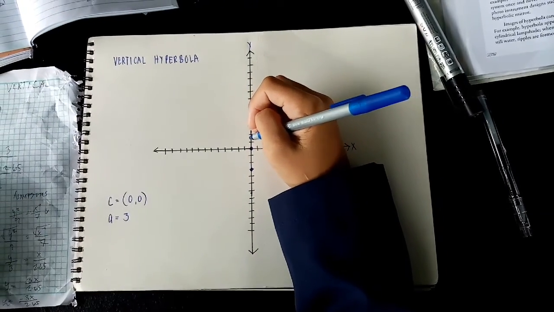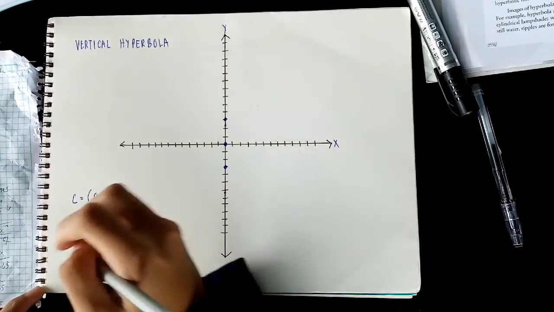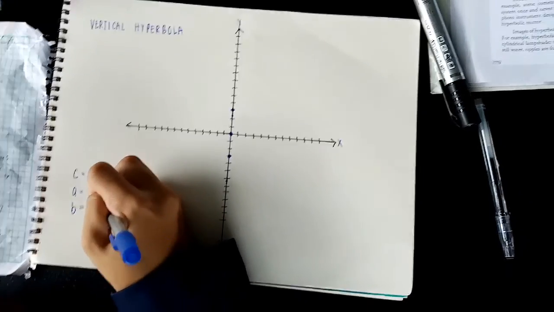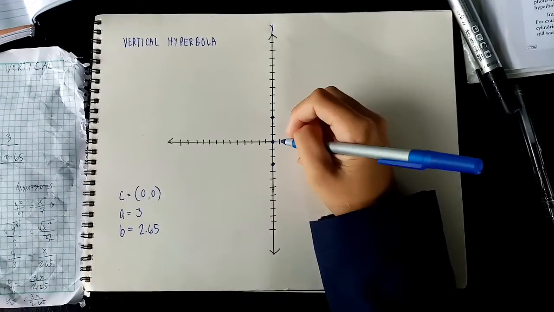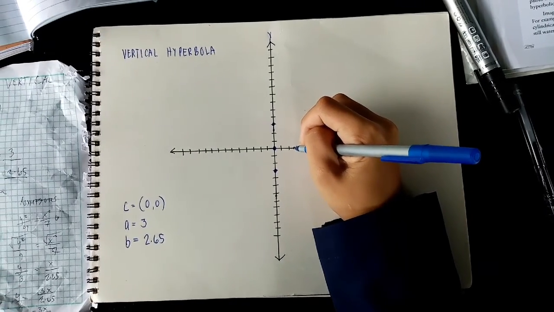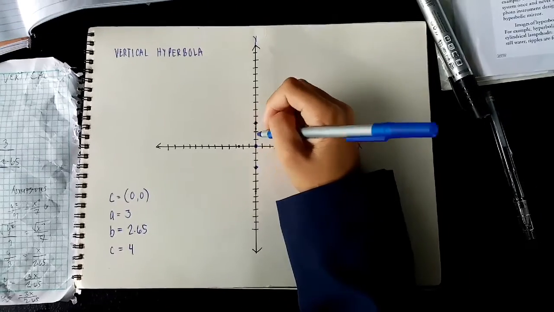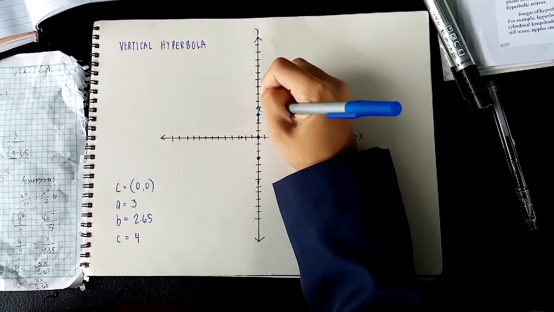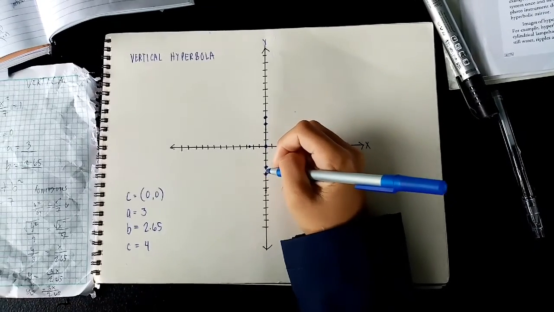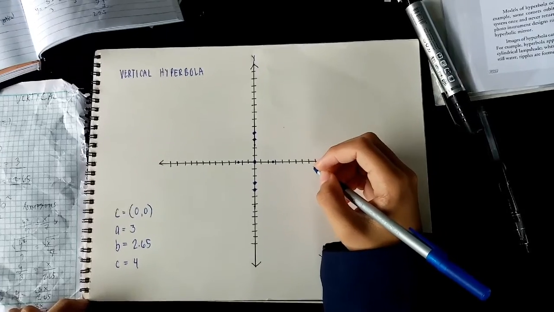Next, after we found a, we are going to find letter b. So our b is 2.65. You will find it on the x-axis. Okay, for letter c, you will count 1, 2, 3, 4, then 1, 2, 3, 4 from the center. That's how you find letter c.